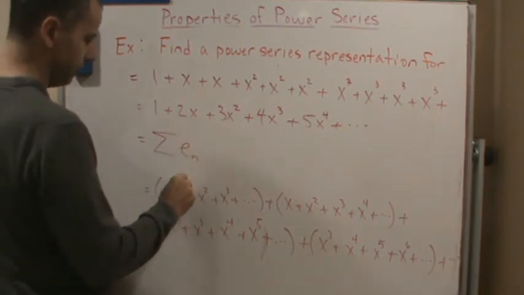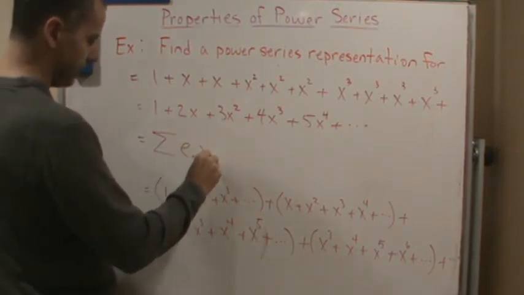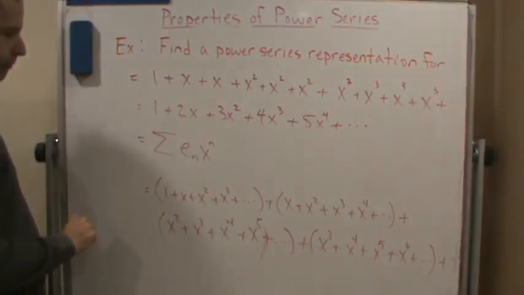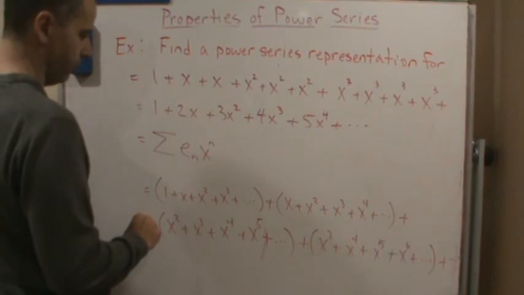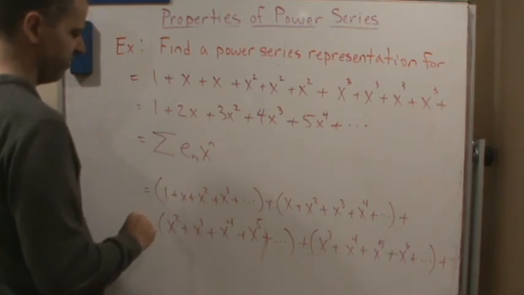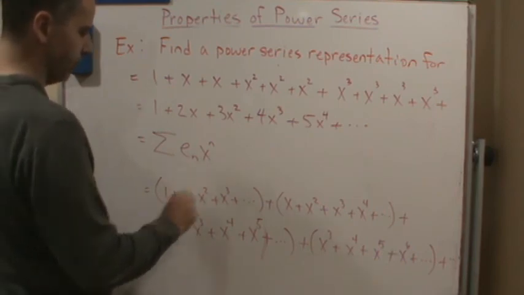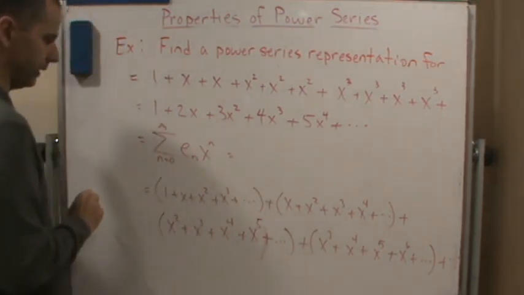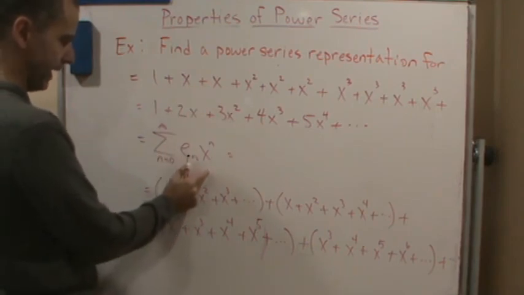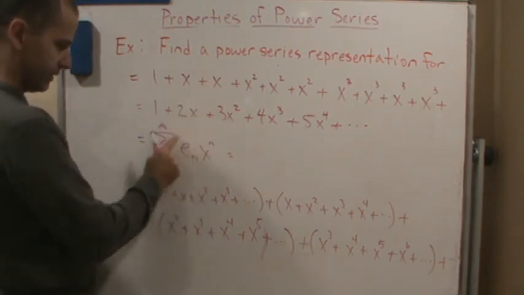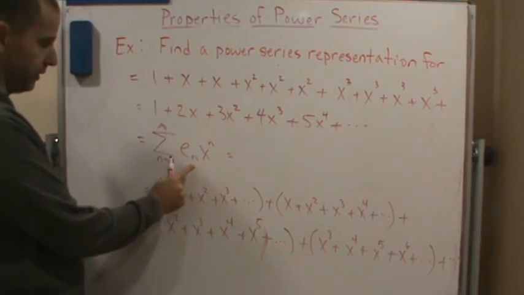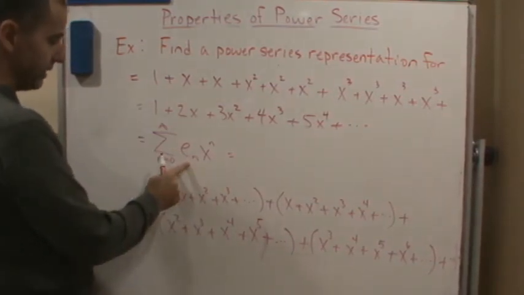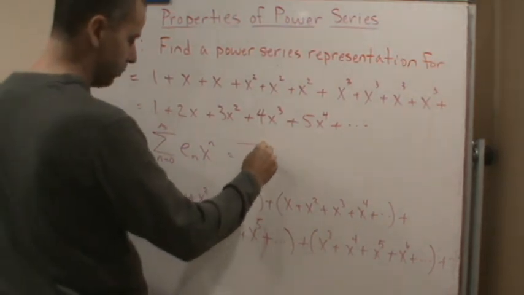So we can actually write this as the series of e sub n times x to the n, which is equal to, well, n equals 0 to infinity, right? But by the theorem, this thing has to equal this pattern, or this form, right? So what's e sub n in this case? E sub n is n plus 1.